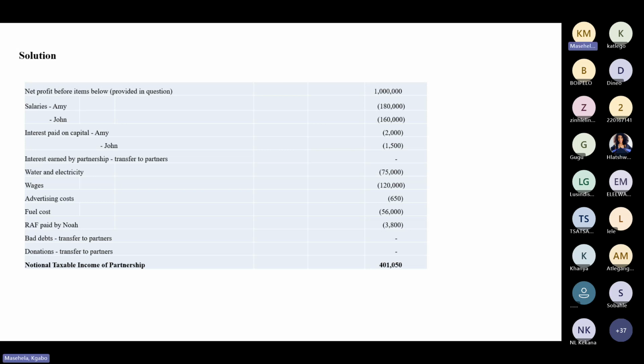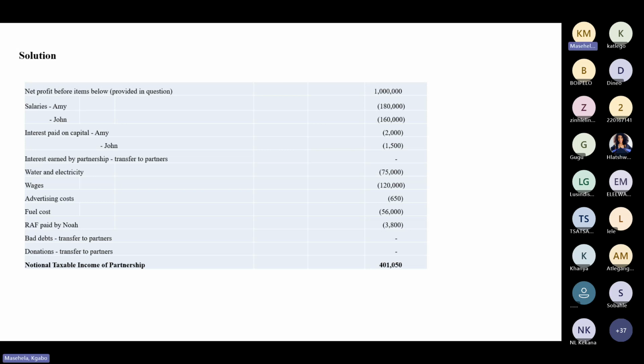Retirement annuity fund paid by Noah, yes, it is given. But transfer to partners, no, it cannot be. It cannot have any tax implications because it was first taxed in the partnership. Therefore, on individual say transfer, it cannot be taxed twice. Therefore, it is not deductible. Donation again transfer, it cannot be.